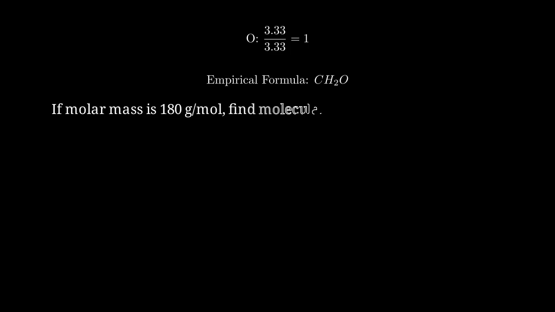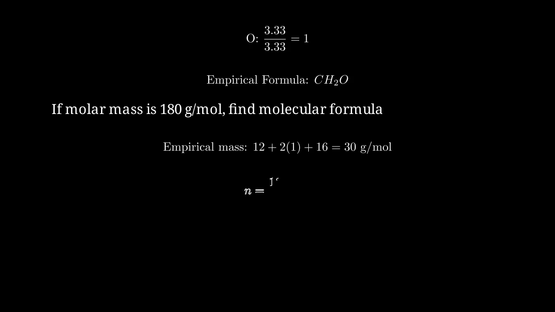If the actual molar mass is 180 grams per mole, we can find the molecular formula. The empirical formula mass is 12 plus 2 plus 16, which equals 30 grams per mole. The multiplier N equals 180 divided by 30, which is 6. So the molecular formula is C₆H₁₂O₆, which is glucose.